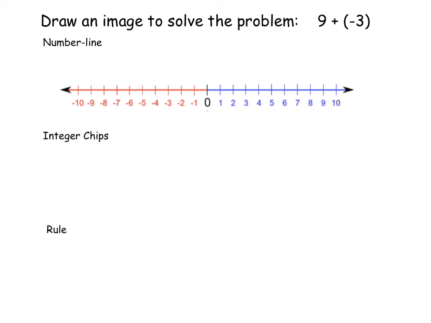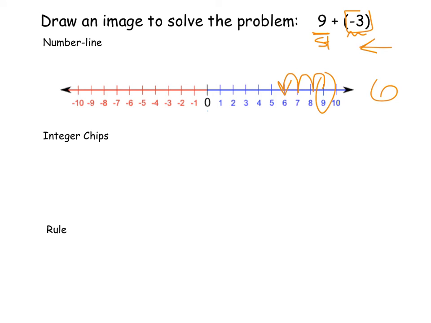So looking at this problem, the problem says 9 plus -3. If we're going to use the number line, we start at the first number 9, so I'm going to start at 9. And then we move -3. Because it's negative, negatives go to the left. So I'm going to go 3 units down the number line, or to the left. I end up at the number 6.